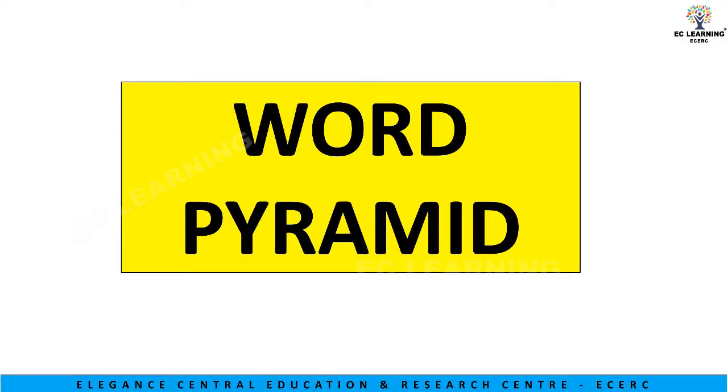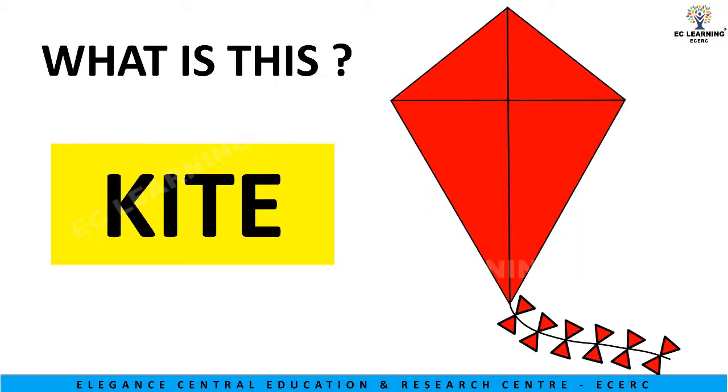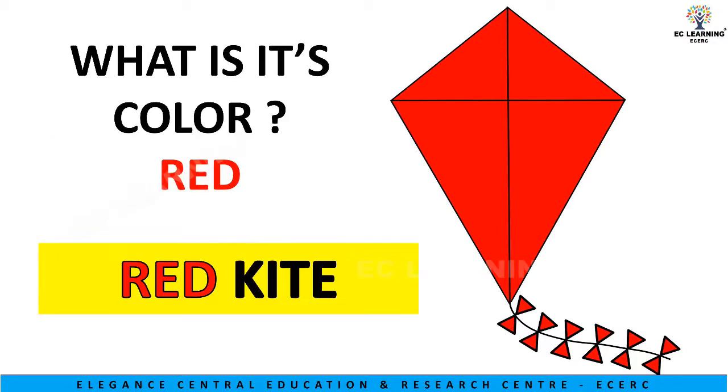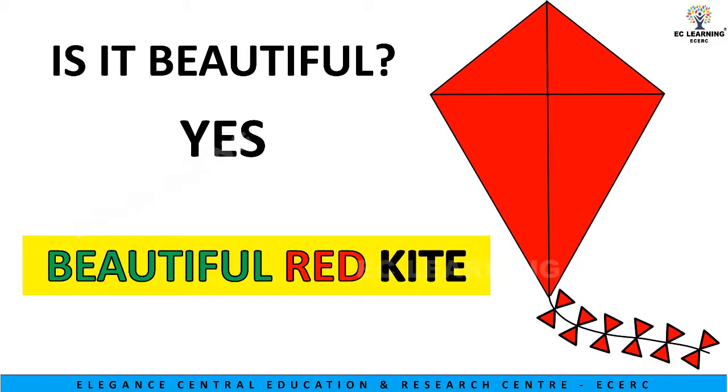Hello friends. Today I will teach you how to write a word pyramid. What is this? A kite. What is its color? Red. Red kite. Is it beautiful? Yes.